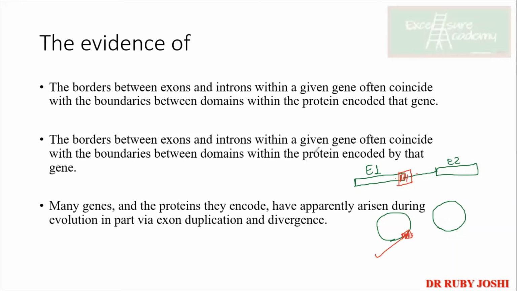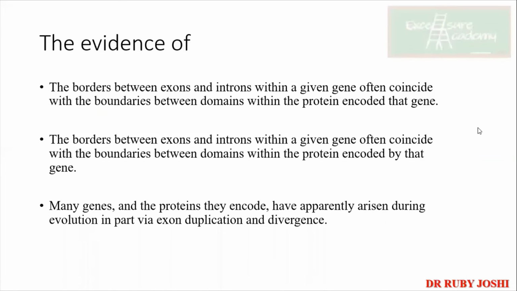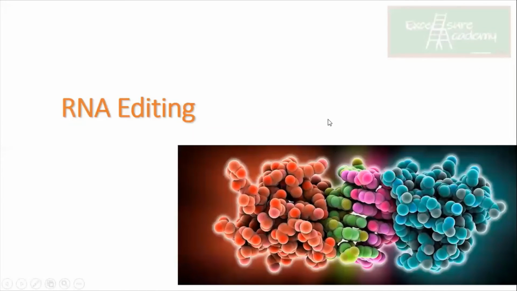Okay, okay. So many genes and the proteins they encode, they have apparently arisen during evolution as part of exon duplication and divergence, what we have already seen. Okay. So these are the people who say that, you know, कि अगर हम domain structure properly analyze करेंगे, so we can see that certain intronic sequences are also present. That's all. Now the main part, this is the last topic of RNA splicing and the important one.